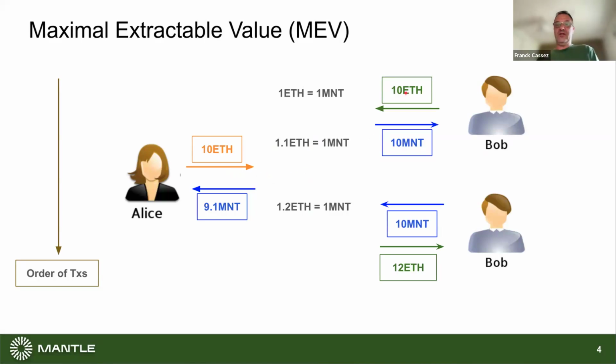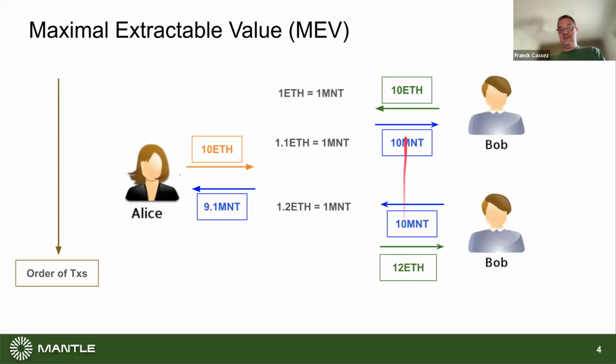So he's going to front run Alice by first buying 10 mantle token at the exchange rate of 1-to-1. And then, of course, the exchange rate has changed. And when Alice does her transaction, this time she won't get 10 mantle token, but only 9.1. And then what Bob is going to do is to just use 10 ETH, get 10 mantle token, let Alice do her transaction, and convert his mantle token back to ETH.